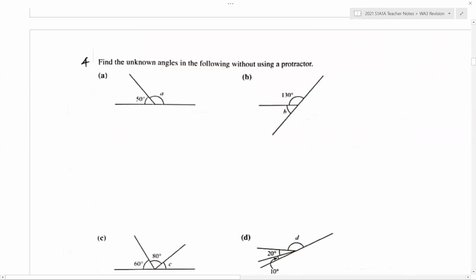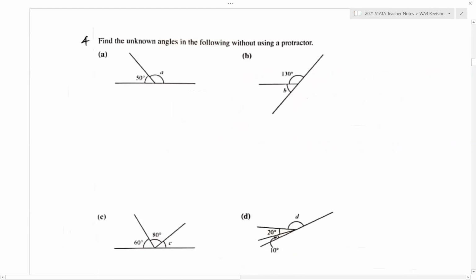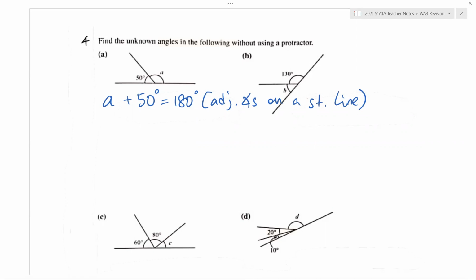calculation of angles. In this page for question 4, notice that all of them are on a straight line. So we write down the equation. A plus 50 degrees, that gives us 180 degrees. This is incomplete. You have to state the reason. Adjacent angles on a straight line. Have you already memorized this? If you haven't, then you have Friday, Saturday, Sunday to memorize this line.